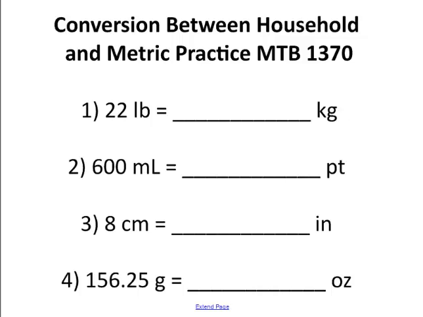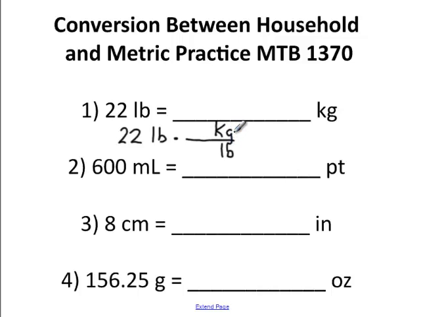Now, in order to do any of these problems, you're going to have to know the equivalents that we have discussed. So in this problem, we begin with 22 pounds. We're going to times that by a unit fraction with pounds in the denominator because we want it to divide out, and kilograms in the numerator.